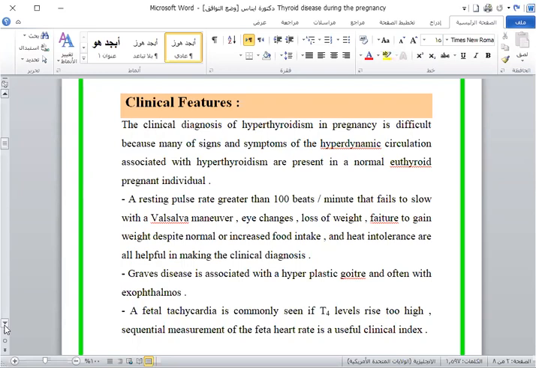whereas in a normal patient, if you use the Valsalva maneuver, the beat will lead to bradycardia due to vagal stimulation. Other signs are needed for clinical diagnosis besides a high rate or increase in beats per minute. There are eye changes, loss of weight.